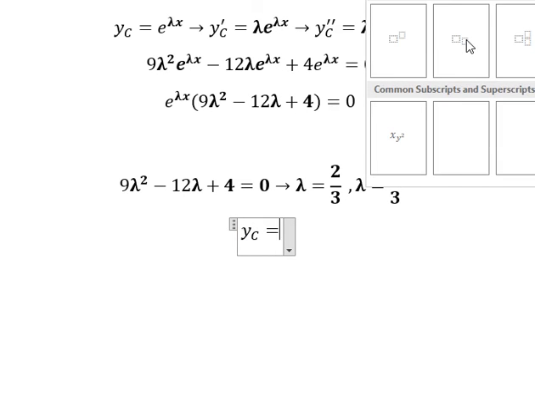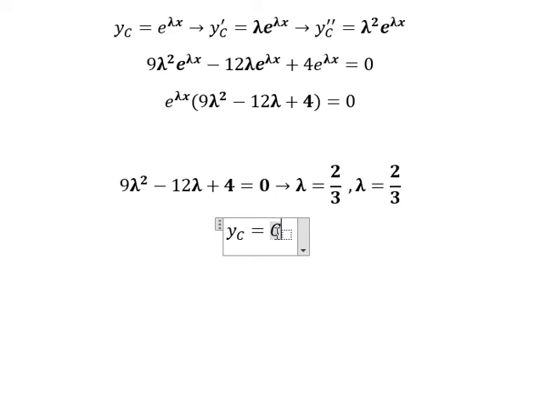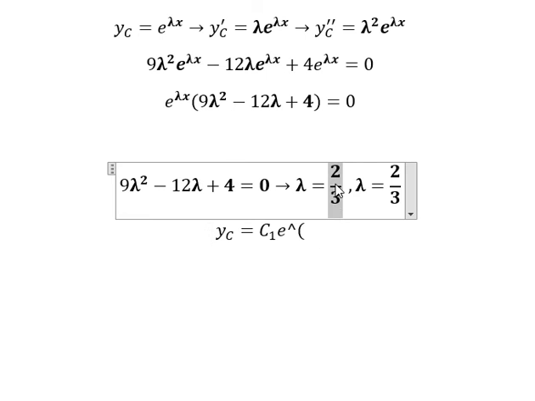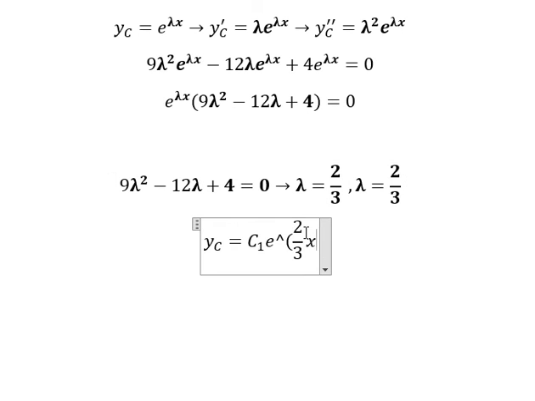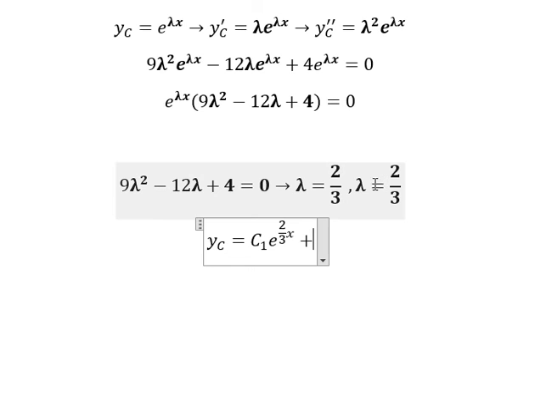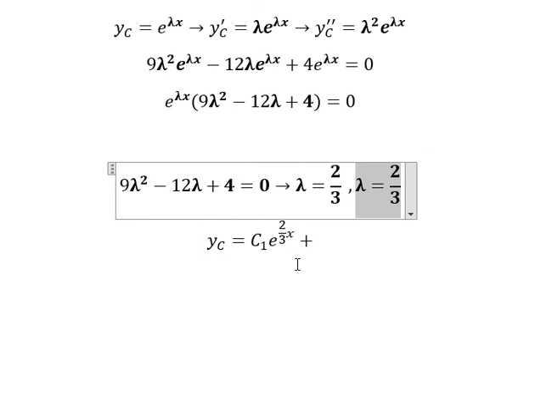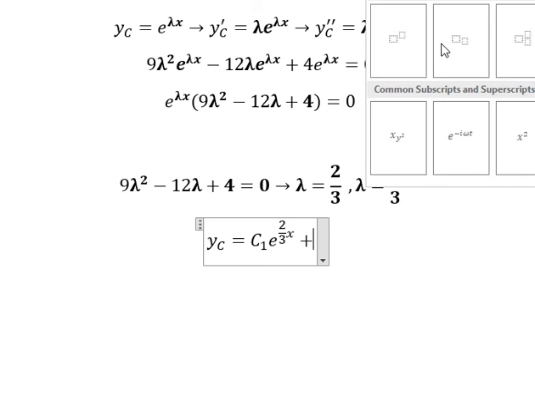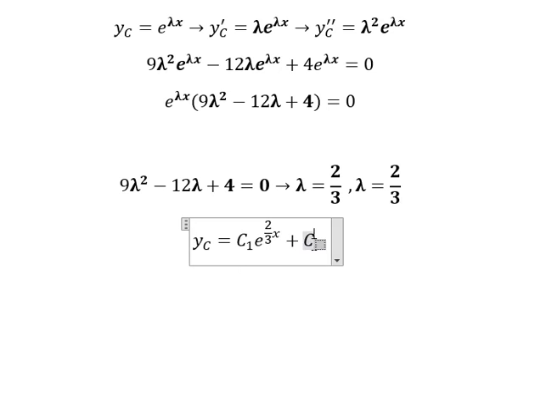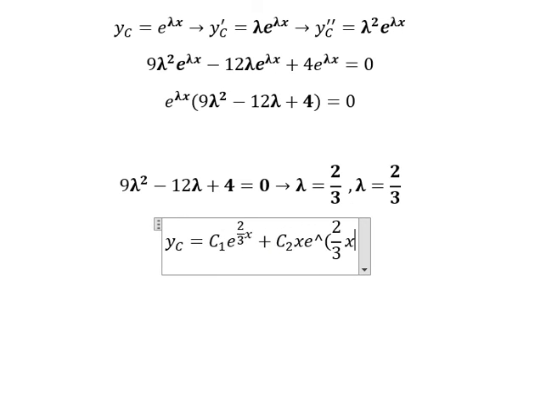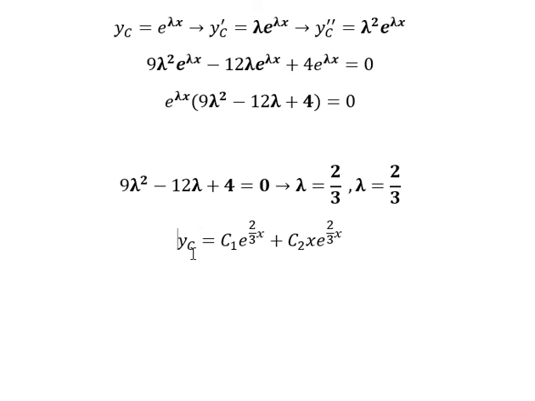That is c1 e to the power of lambda s. Now we need to change lambda into 2/3. Because we have the same solution, we have c2 s e to the power of 2/3 s, and that is yc.